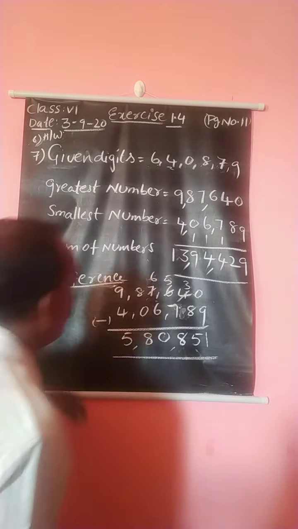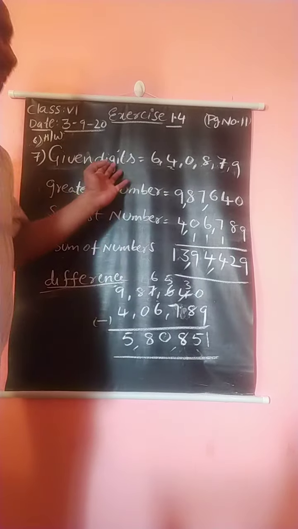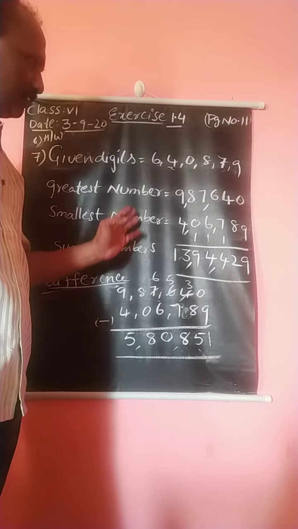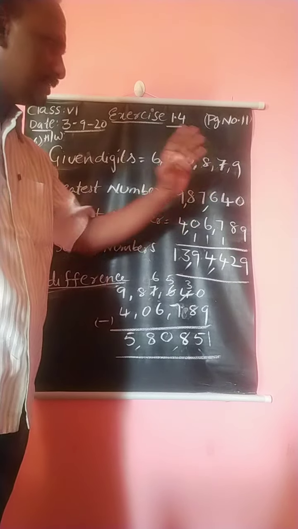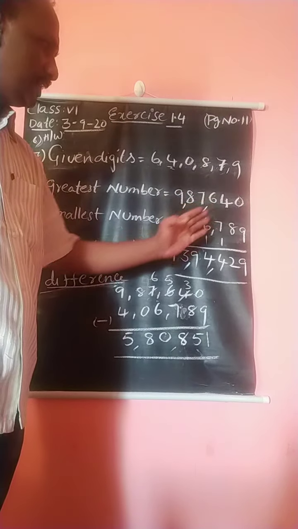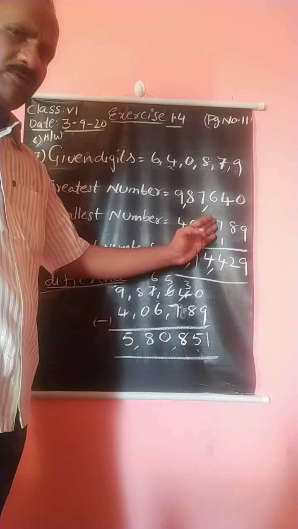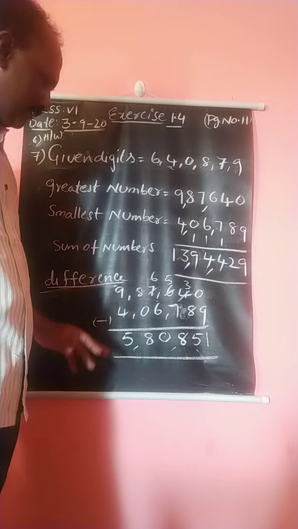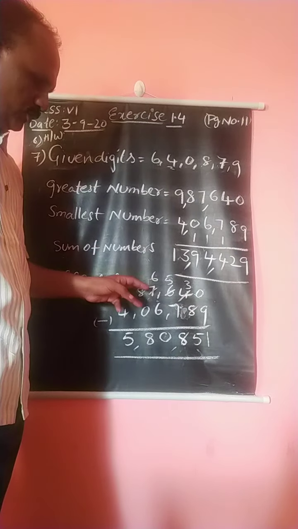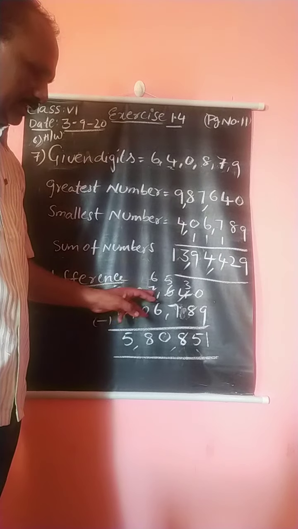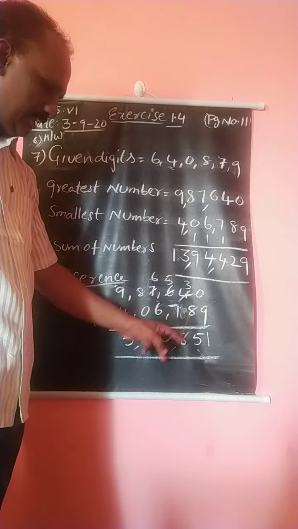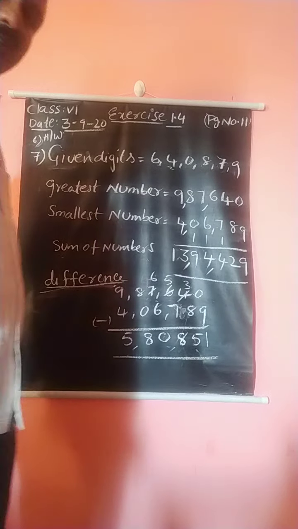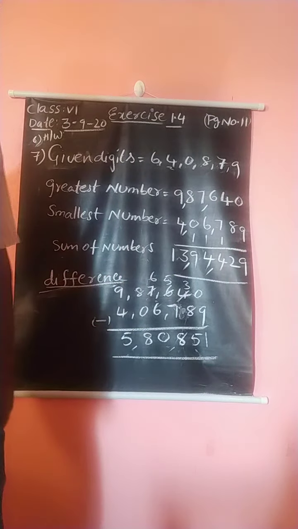Now listen children, what is this asking there? They give 6 digits. We want to write down the greatest number and smallest number. I wrote the greatest number by using all 6 digits: 9,87,640. And what is the smallest number? 4,06,789. By adding those two numbers, you get 13,94,429. And by subtraction, difference means subtraction of those two numbers: 9,87,640 minus 4,06,789. Subtract, just 5,80,851. This is the seventh problem.